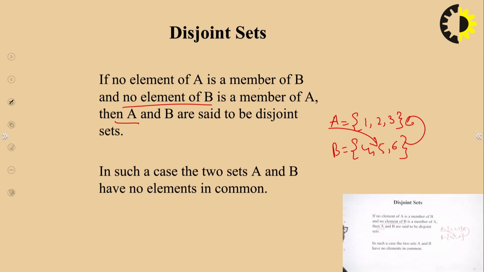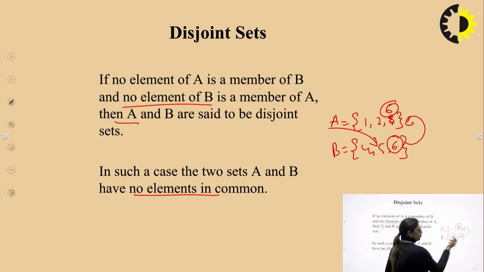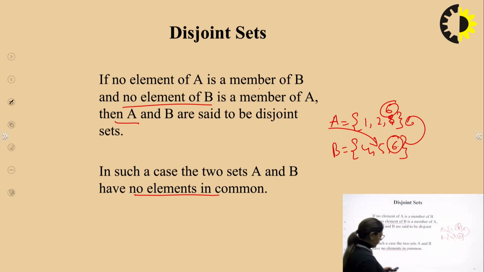In such a case, 2 sets A and B have no elements in common. If we put here 6, then 6 will be common in both the sets. So they are not equal, but they are not disjoint also, because one element is common in both. So we have to take care of that.